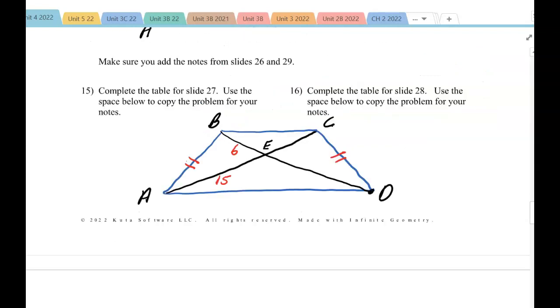isosceles triangles. So if we look at this picture, which is similar to the problems in your homework or class activity, if BE is 6, we also know that EC is 6. Likewise, if AE is 15, we know that ED is also 15. Then we could find BD by saying the measure of BD is 6 plus 15, which is 21. We also could find the measure of AC. Again, 6 plus 15 is 21. So notice the diagonals are congruent in an isosceles trapezoid.